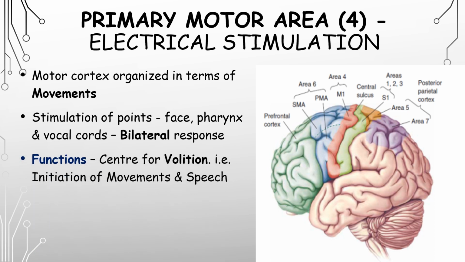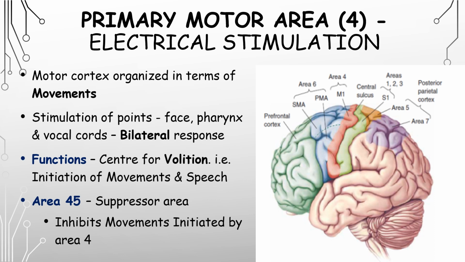So it is the center for volition that is concerned with the initiation of voluntary movements of the contralateral half of the body and also initiation of speech. Area 4S, also called the suppressor area, forms a narrow strip anterior to area 4. It inhibits movement initiated by area 4.